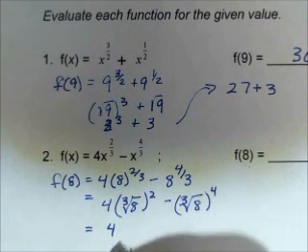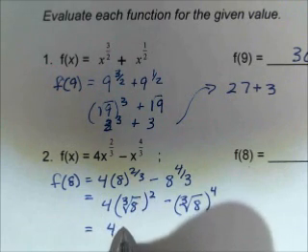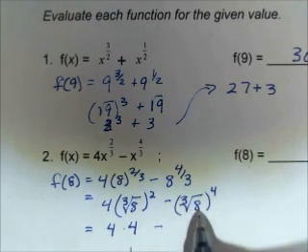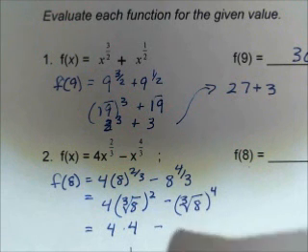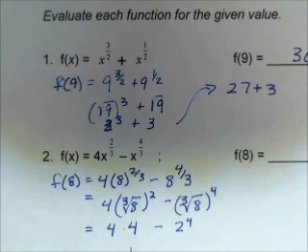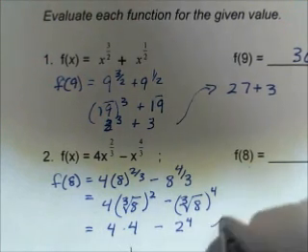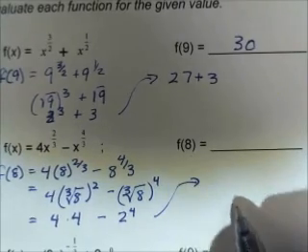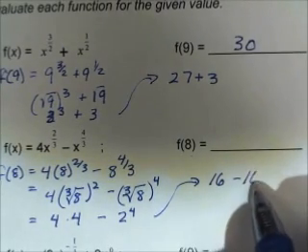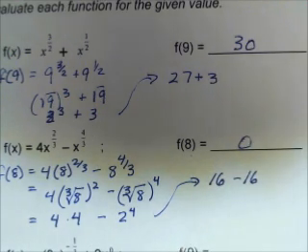So 4 times the cube root of 8 is 2, and then 2 squared is 4. The cube root of 8 is 2, and then 2 to the 4th. We'll do that separately. So we have 4 times 4, which is 16, minus 2 to the 4th, which is 16. And 16 minus 16 is 0.